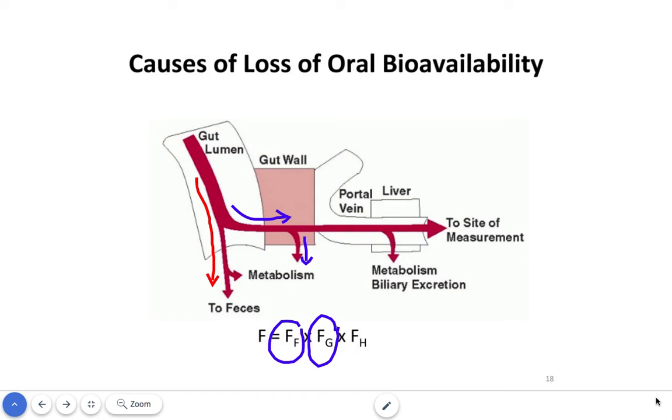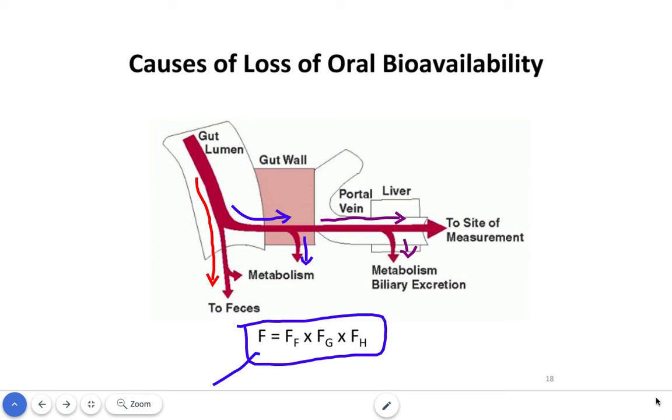And so the liver, the portal vein takes everything to the liver, where again there's another opportunity for drug to be lost, and that is through hepatic metabolism. And the fraction that actually is capable of escaping the metabolic processes in the liver is labeled as F sub H. And so the overall bioavailability is then a product of these three factors together.